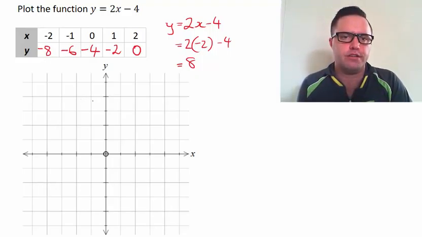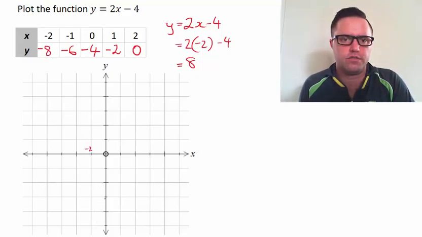So we can go about plotting those. I haven't really given myself much room here. Let's pretend that each of these is worth 2. So if x is negative 2, y is negative 8: 2, 4, 6, 8 down here. Our first point is going to be here. Negative 1, negative 6, so there. Then (0, negative 4), (1, negative 2), and (2, 0). So as you can see, it's sort of in a line there.